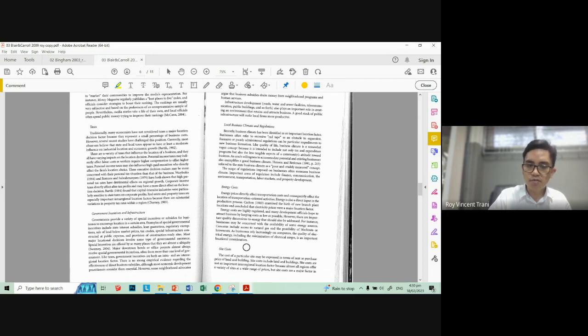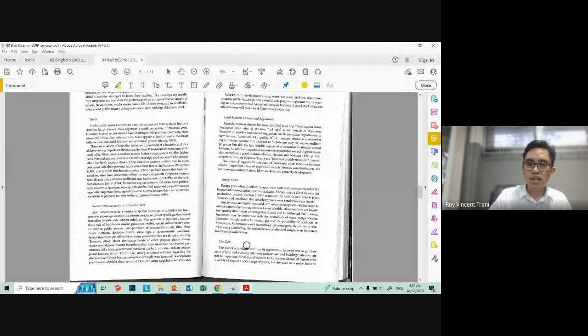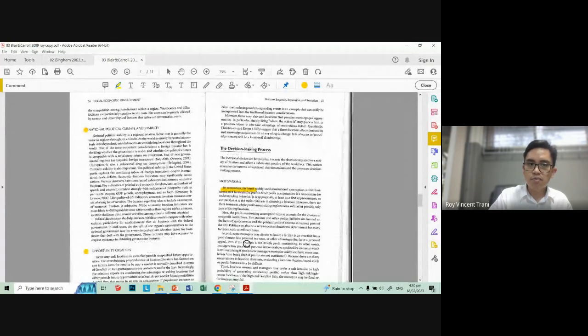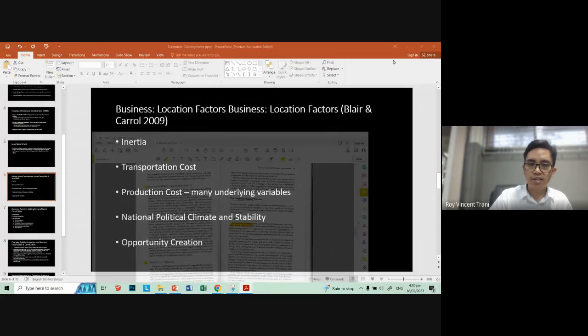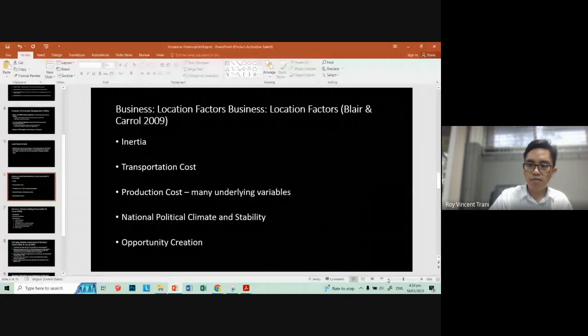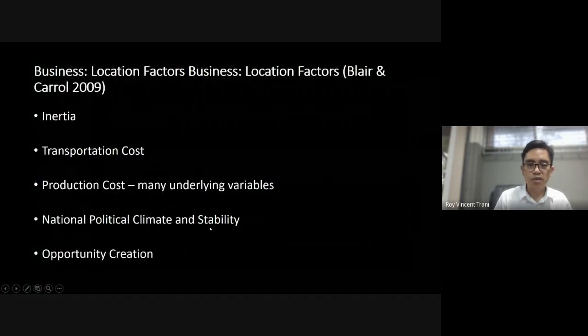So if you're in the middle of nowhere, utilities like water and electricity may be more expensive. In general, most firms would locate in the city center because all the utilities are there. The other factor is national political climate and stability. So I think it's very obvious now, businesses wouldn't want political turmoil.